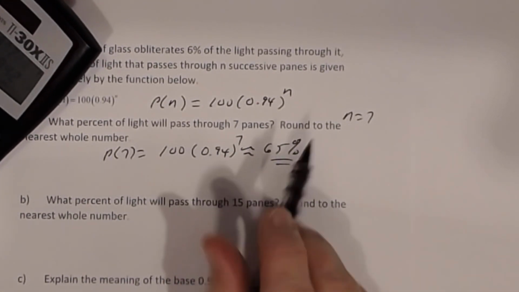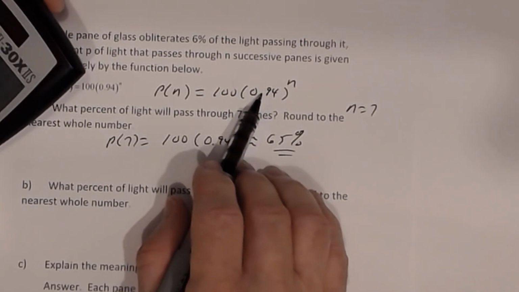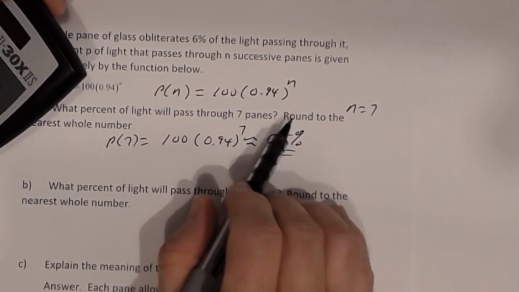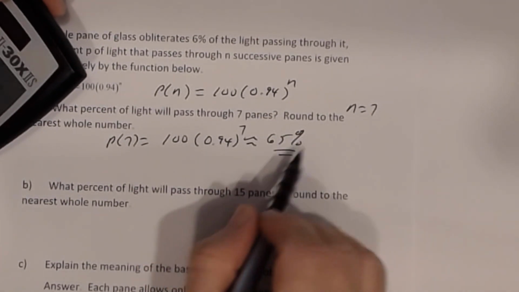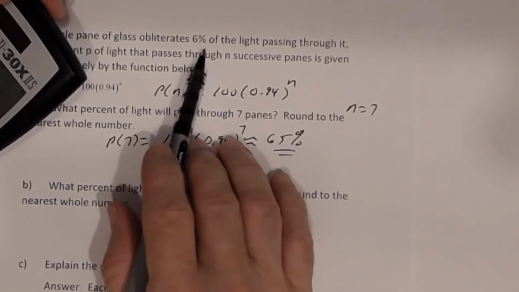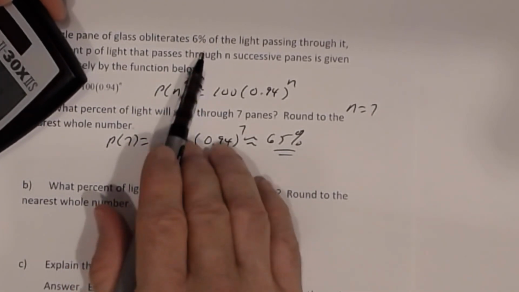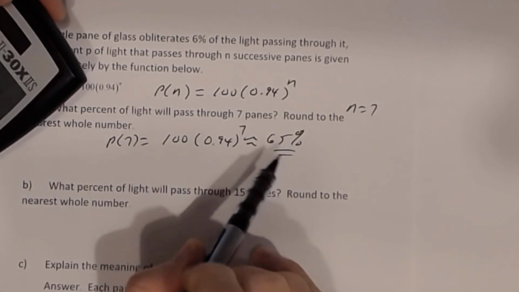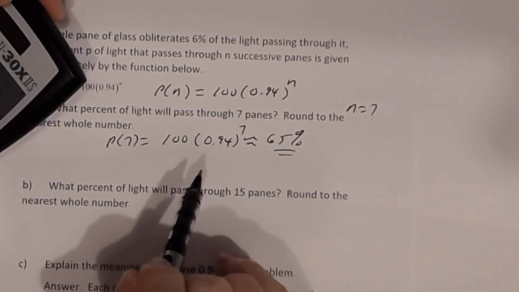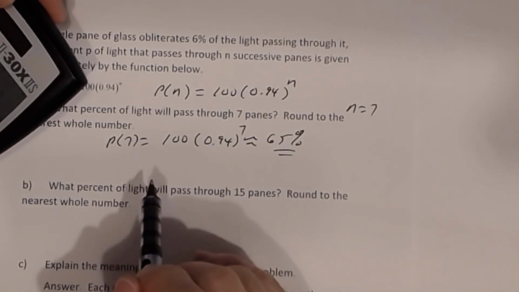So instead of this being 100%, it's not 100% because each pane blocks off 6%. So you get 65% of the light passing through 7 successive panes.